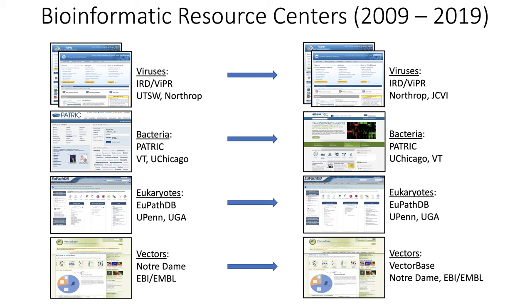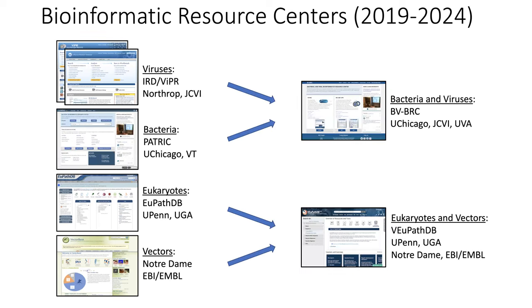So this iteration of the BRCs went on for 2 cycles until 2019, when the current cycle was initiated. At that point, NIAID asked us to combine the bacteria and viruses into 1 resource center and the eukaryotes and vectors into the 2nd. The bacteria and viruses were combined into BV-BRC, and the eukaryotes and vectors are now housed in EuPathDB.